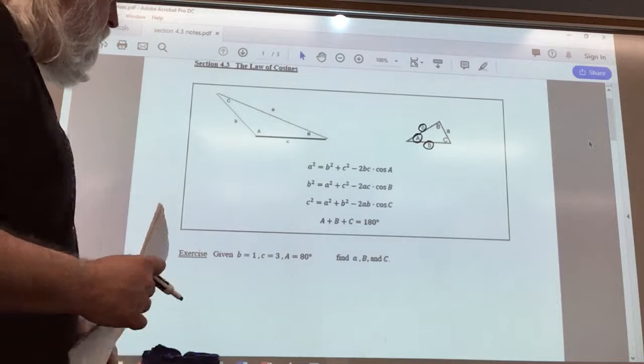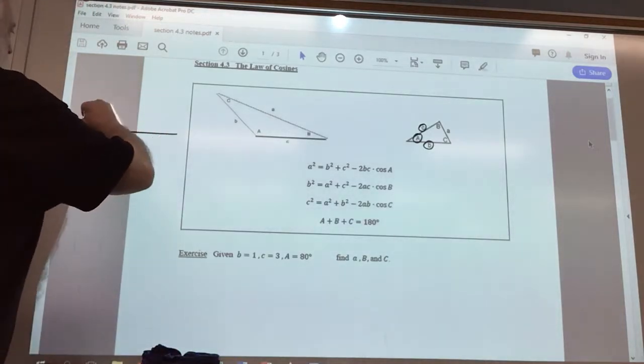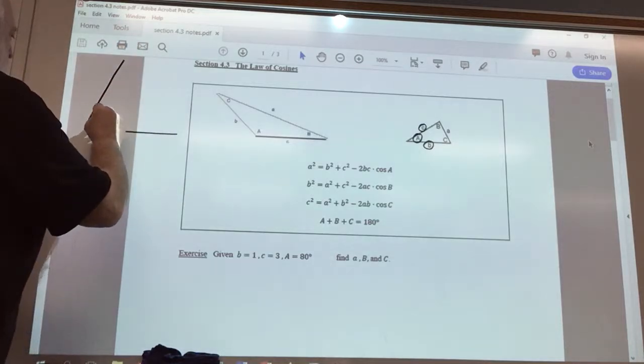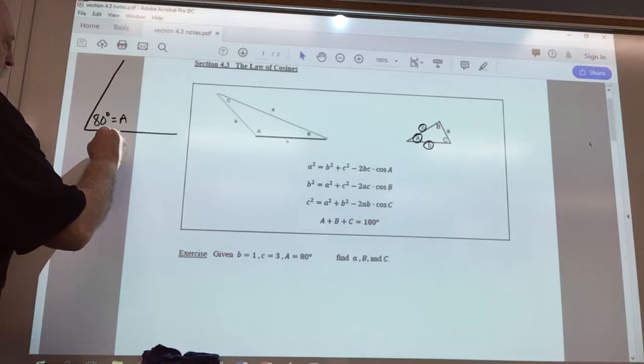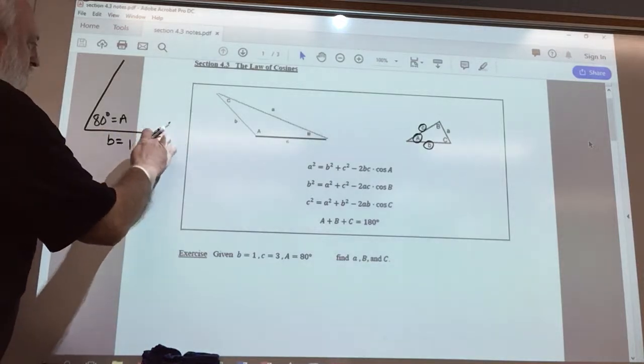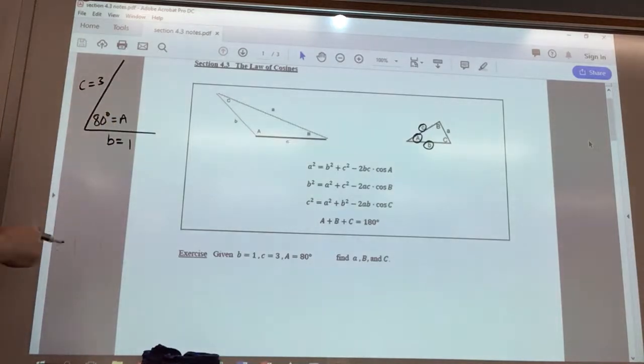So I'll draw an 80-degree angle. That's angle A. And side B we're given is 1 unit. And we're given side C is 3 units long. We have to determine what angle B, angle C, and side A are.